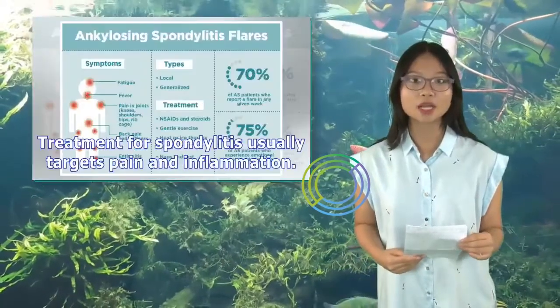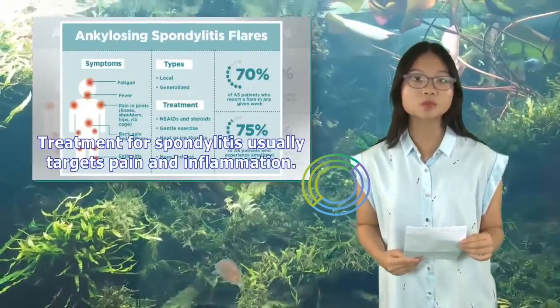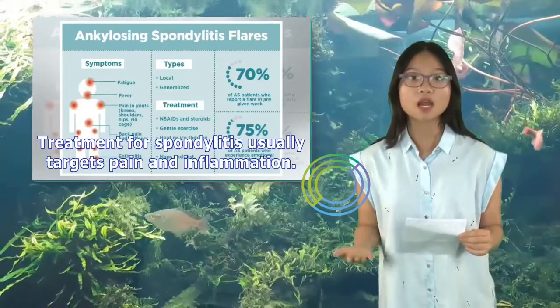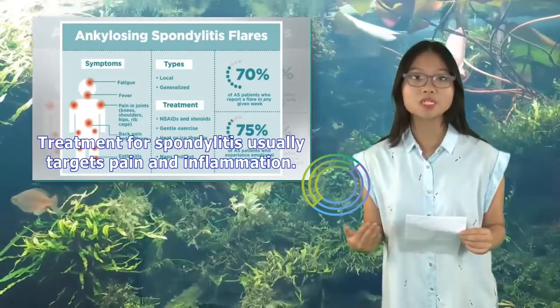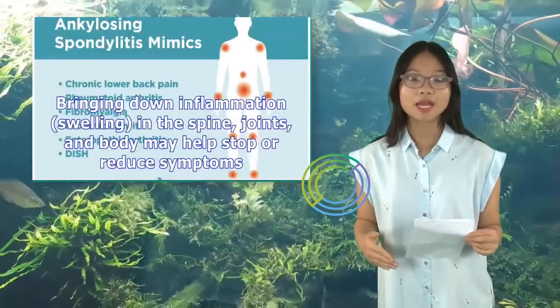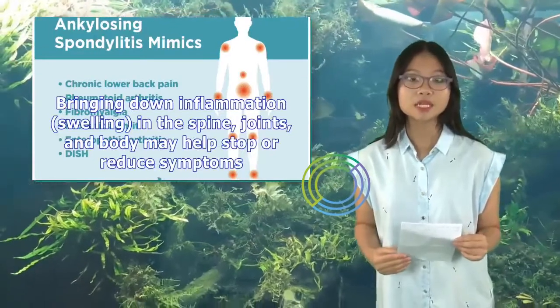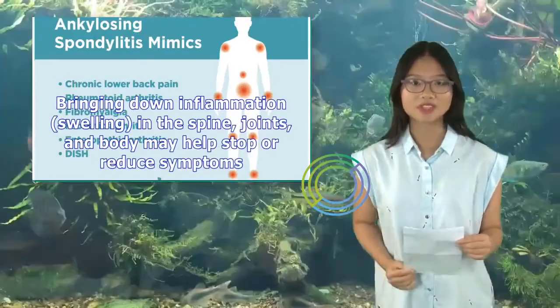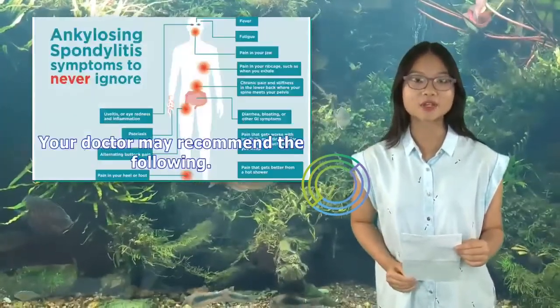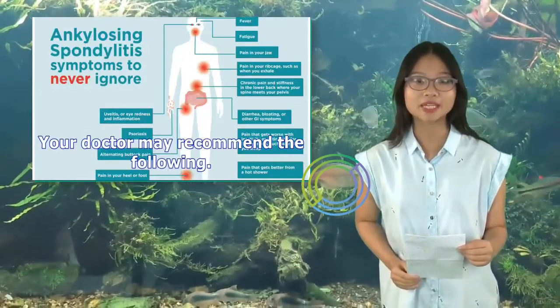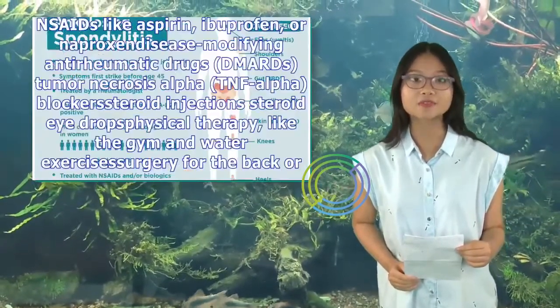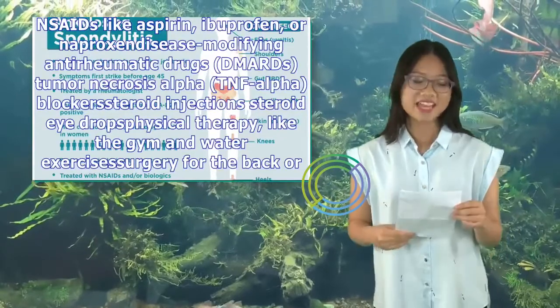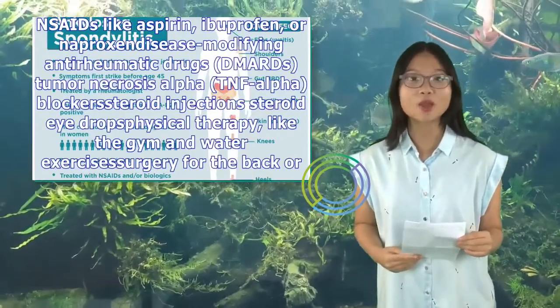What's the treatment for spondylitis? Treatment for spondylitis usually targets pain and inflammation. Bringing down inflammation and swelling in the spine, joints, and body may help stop or reduce symptoms. Your doctor may recommend the following: NSAIDs like aspirin, ibuprofen, or naproxen.